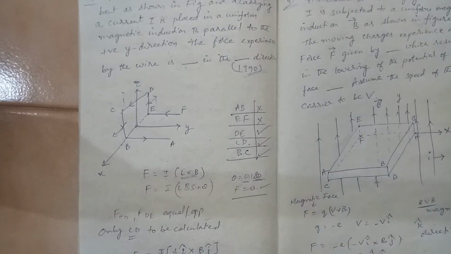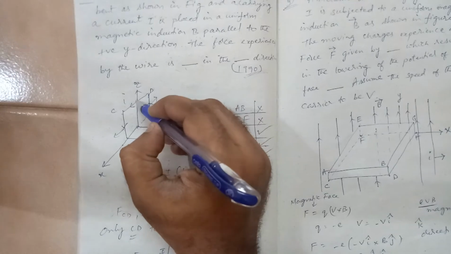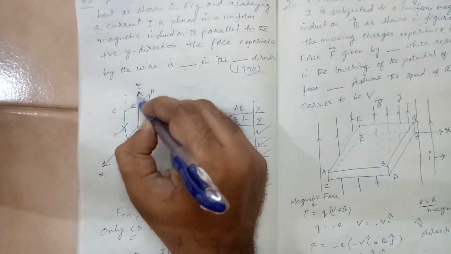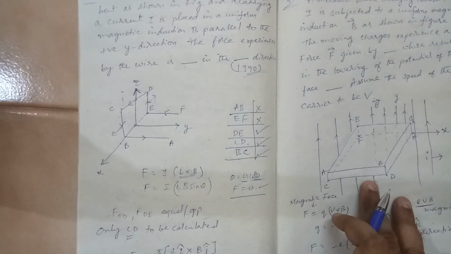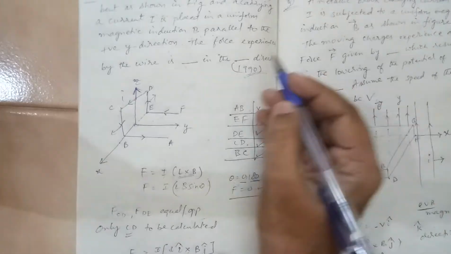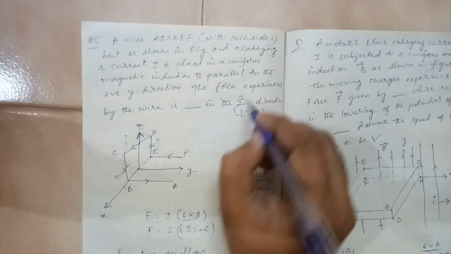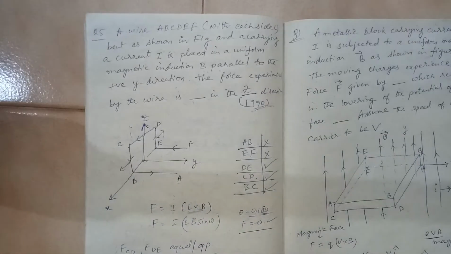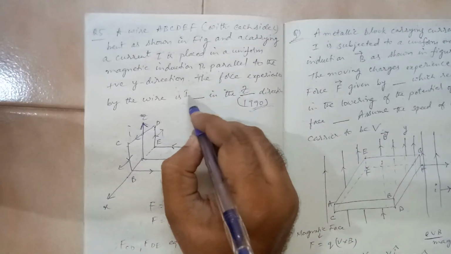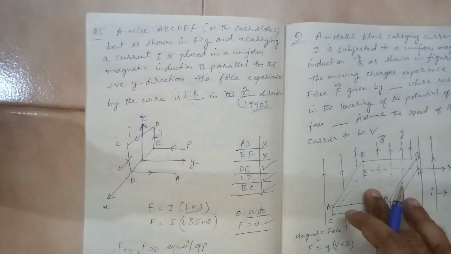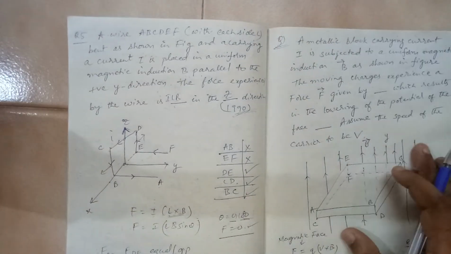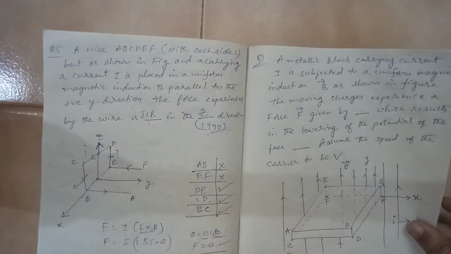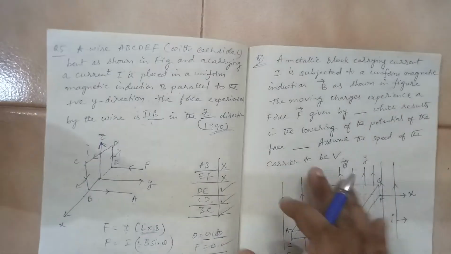This ILB is the magnitude part and K cap is the direction part. So K is in the Z direction. So here it will be in the positive Z direction, in the upward direction. Okay. So first of all, this will be in the Z direction. And what is the force experienced? We need to write this value ILB. Right. So let's move to the next one.